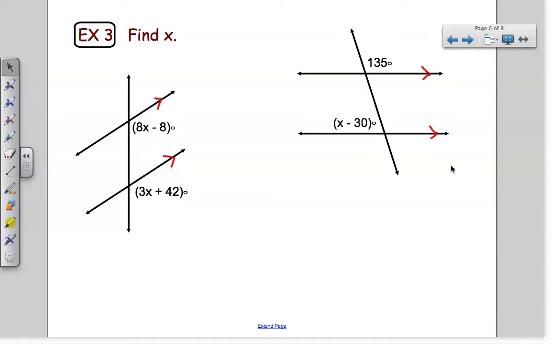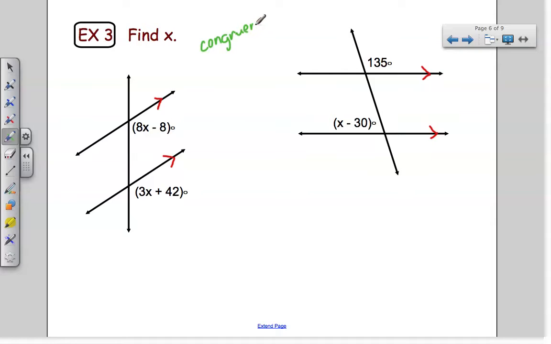Alright, now some algebra to go along with this. You notice in both of these pictures I have 2 parallel lines shown by the arrows cut by a transversal. You have 2 angles marked and given expressions for. Now there's only 2 options. You ask yourself, are those 2 angles congruent?